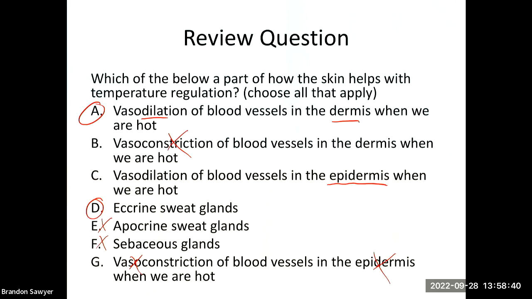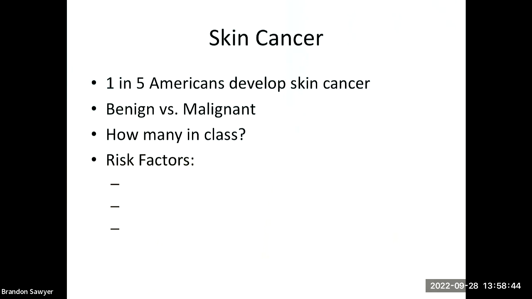Okay, all right, so we're going to transition into looking at some different pathologies of the skin. Okay, we'll start with skin cancer. So skin cancer is a very common type of cancer. About 1 in 5 Americans develop some form of skin cancer. Okay, that's a lot. So that's 1 in 5, 20%.